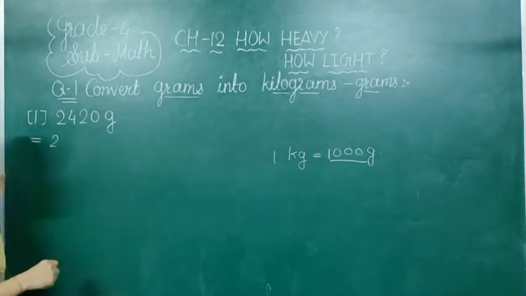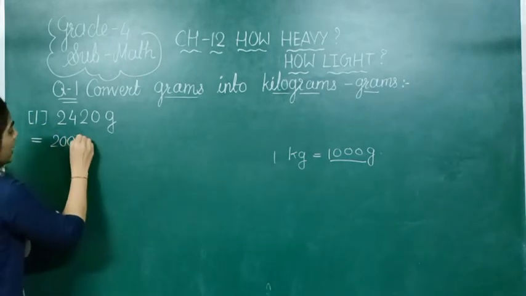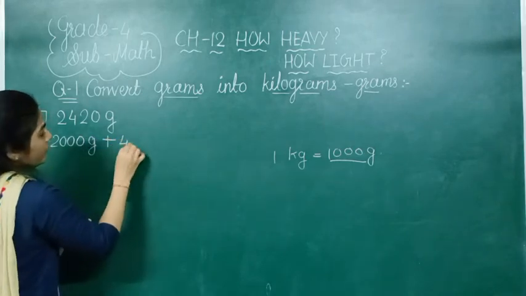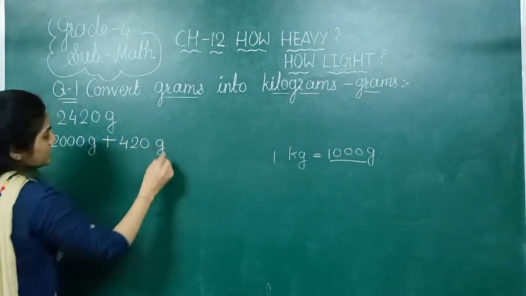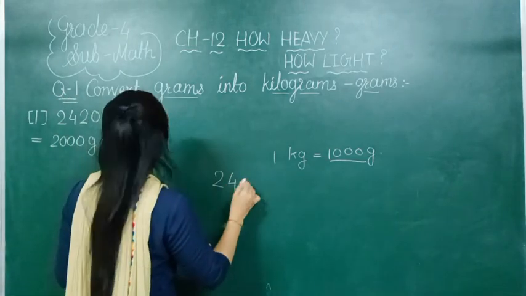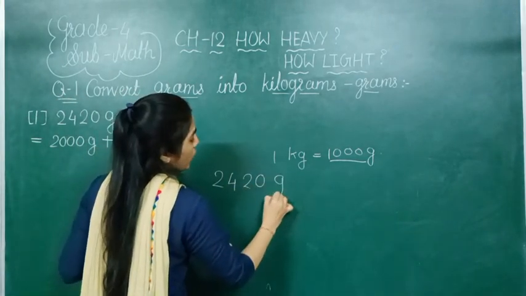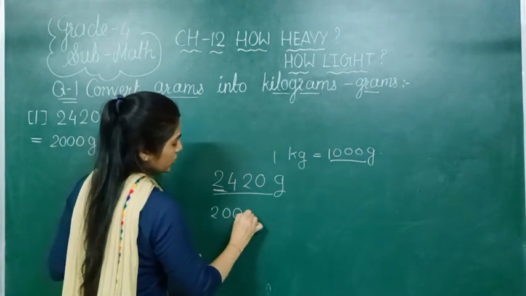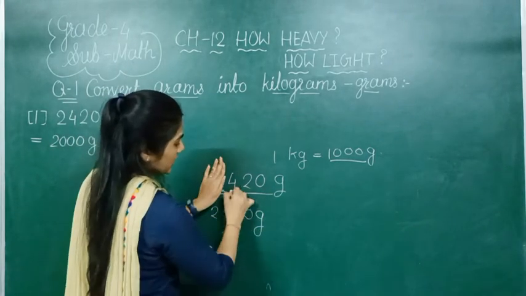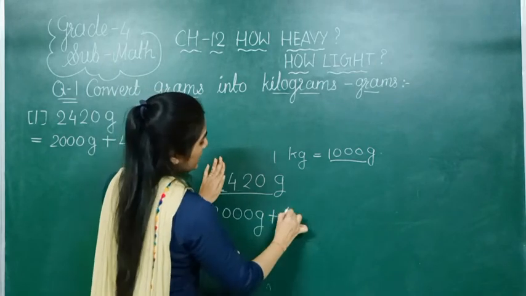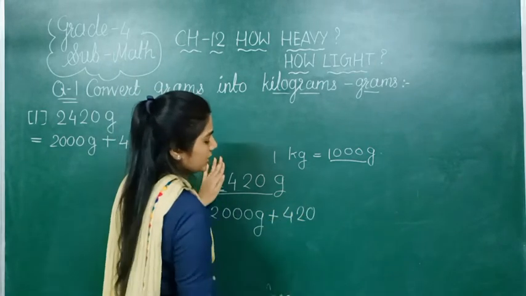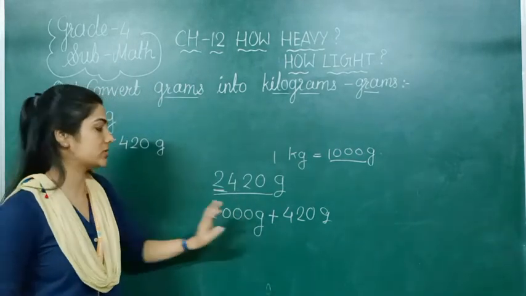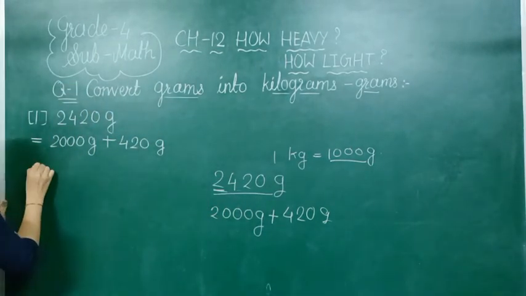First we will bifurcate this as 2000 gram plus 420 gram. In this way we are writing it in simplest form. So first we will write 2000 gram, after that we will put an addition sign and write 420 gram. We have bifurcated the whole number into this. This is your first step.